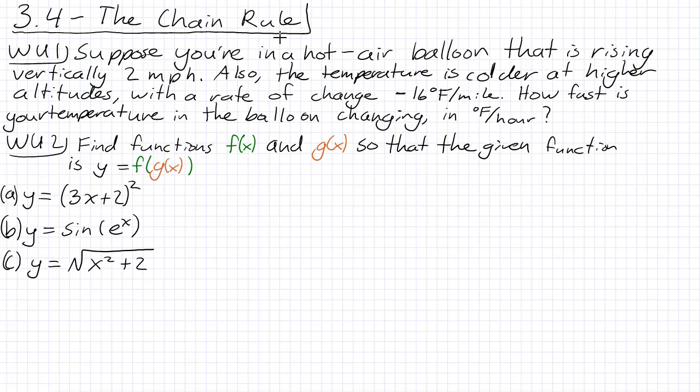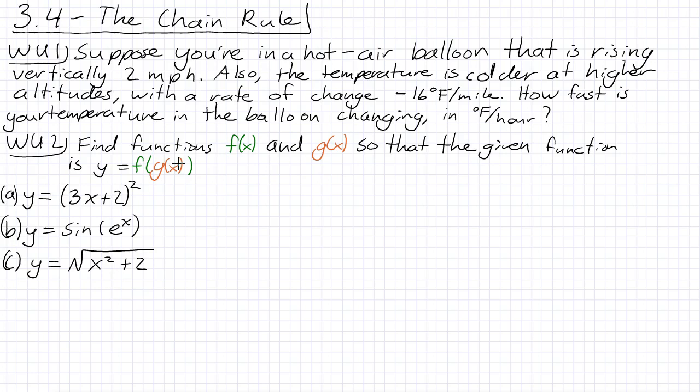So anyways, here's two problems to try. I'll let you read the first one when you pause it. And for the second one, I'll actually just give you an example here. I'll do number A for you. So what I mean here is here's the function y. We want to find a function f of x and another function g of x so that this given function can be written as a composition of f and g.